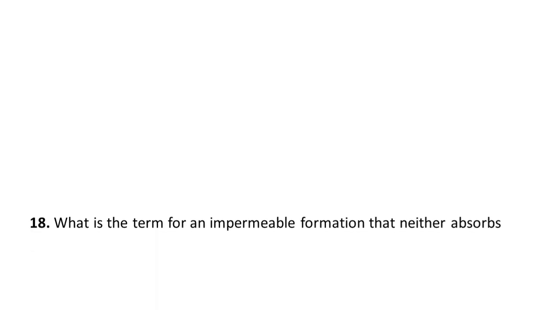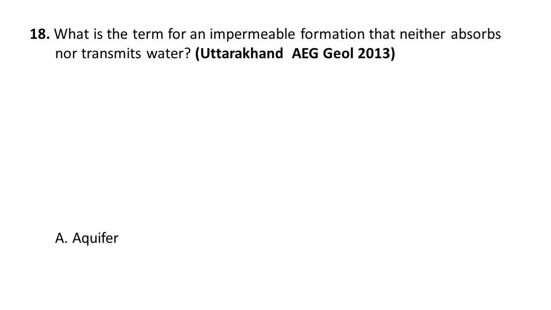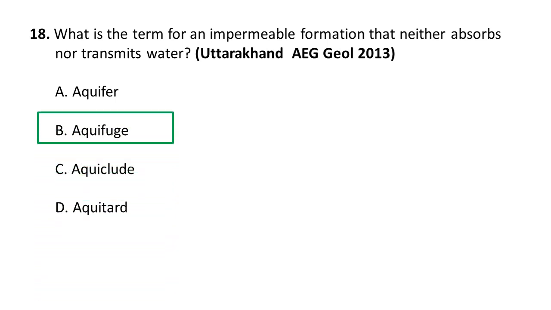Next question. What is the term for an impermeable formation that neither absorbs nor transmits water? A. Aquifer, B. Aquifuse, C. Aquiclude, D. Aquitard. So aquifuse is an impermeable formation. It neither absorbs nor transmits water. It is a geological formation that does not allow water to pass through it, unlike an aquifer which stores and transmits water. Aquifuses are important in hydrogeology because they help manage and protect water resources by directing water movement underground. So B. Aquifuse is an impermeable formation.